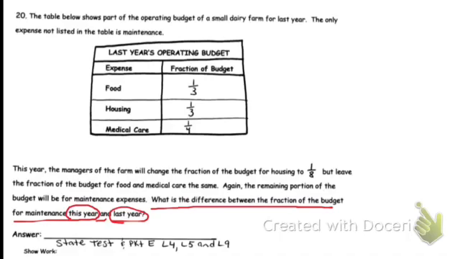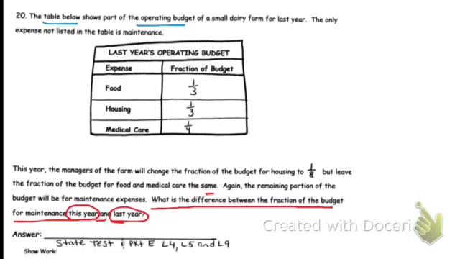And this question says, what is the difference between the fraction of the budget for maintenance for this year and last? I still don't know what this budget for maintenance is, but here's what I do know. I know that the difference is the answer to a subtraction problem, so right there, this has to be subtraction. I know that they're comparing the budget for maintenance from this year and last year. So let's go back up into the top part of the problem and see what else I know.